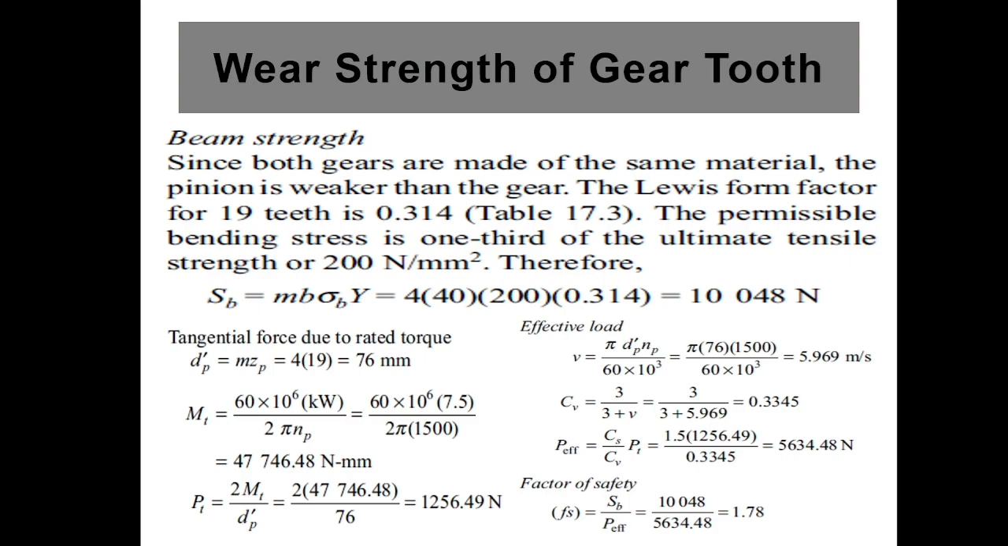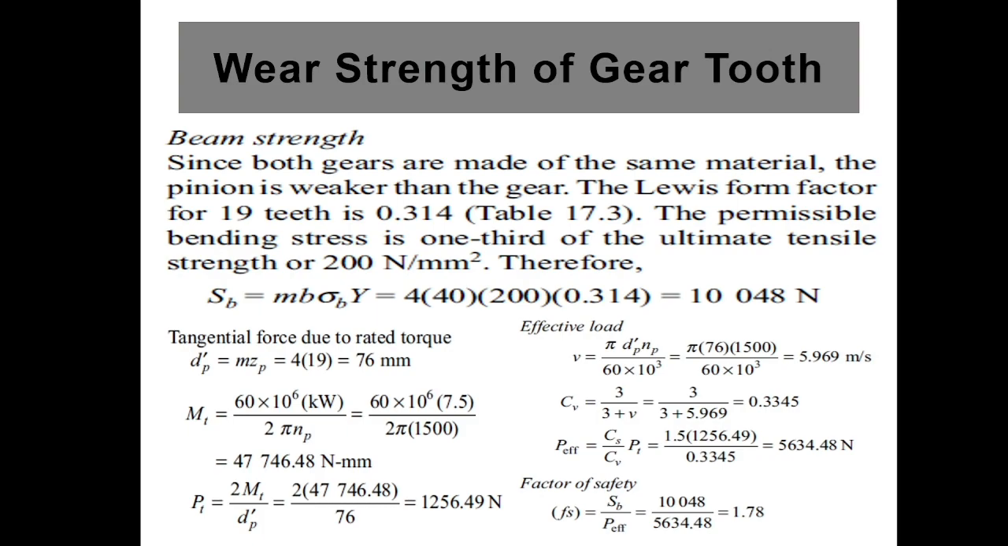Once we have calculated the torque mt, now we can calculate the pt. Torque is nothing but the force into the distance. We have the pitch circle diameter of our pinion, which we can calculate by the formula number of teeth on the pinion into the module. So d dash p is noted for the pitch circle diameter of the pinion. d dash p is equal to m into zp, which comes to 76 mm.